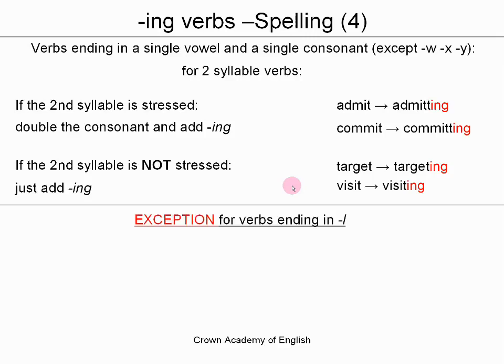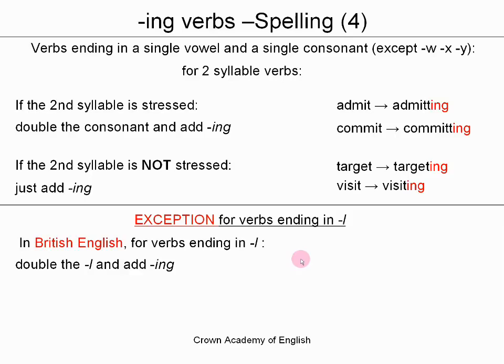Now, there is an exception for when the consonant at the end is the letter L. This is a letter L here. It's not very clear maybe. It's a letter L. So if this single consonant at the end is a letter L, then there is an exception to these two rules here. So let's have a look.